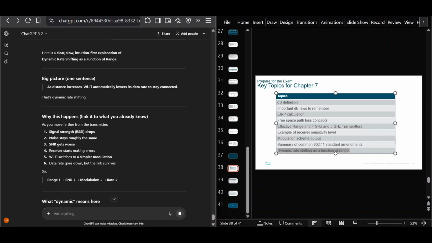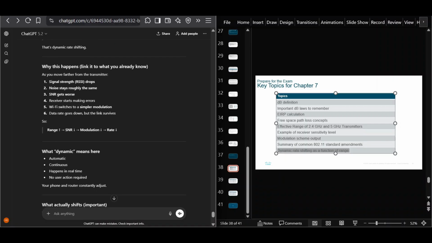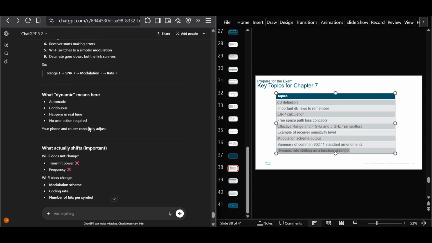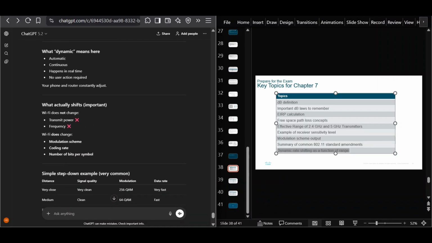Dynamic rate shifting as a function of range. As distance increases, signal strength drops, noise stays roughly the same. SNR gets worse, and it starts making errors. Okay, what does dynamic mean here? Automatic, continuous, it happens with no user action. The transmitter shifts its modulation as the distance changes.